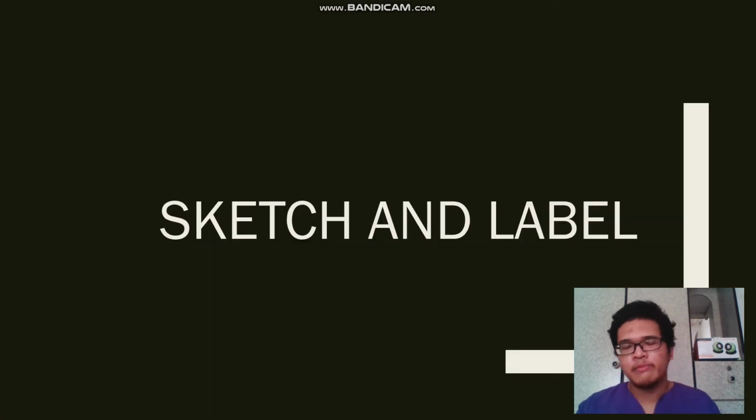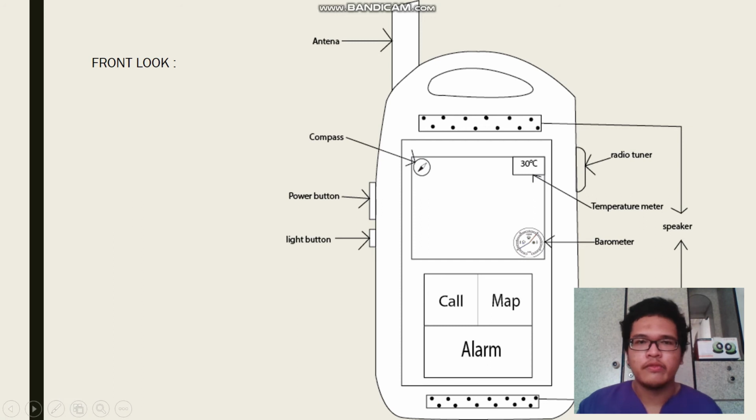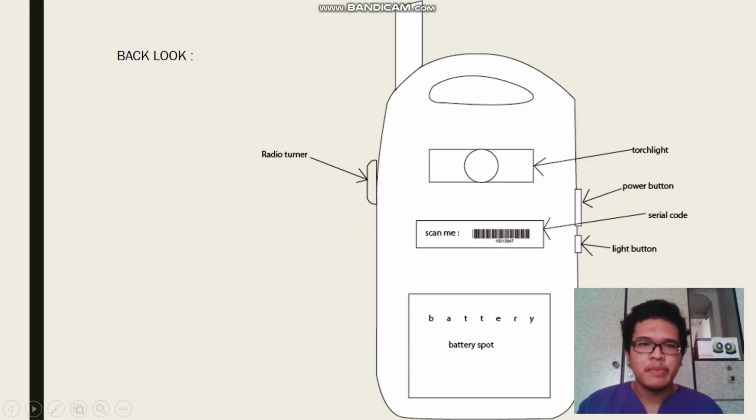Okay, the sketch and the label. Here is the front look of the sketch. We have an antenna, compass, power button, light button, barometer, temperature meter, radio tuner, and speaker. And the three buttons, the first button is called map and alarm. On the back look, there is a radio tuner, the torchlight for the light button, the power button, the serial code for the user to key in during the registration, and the battery space.